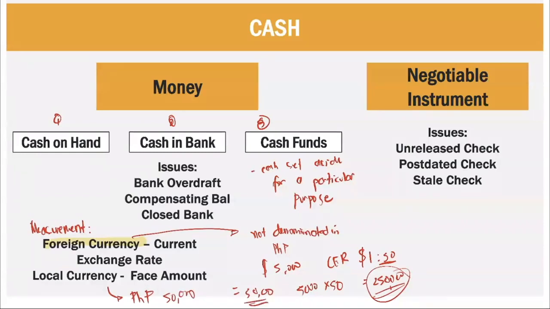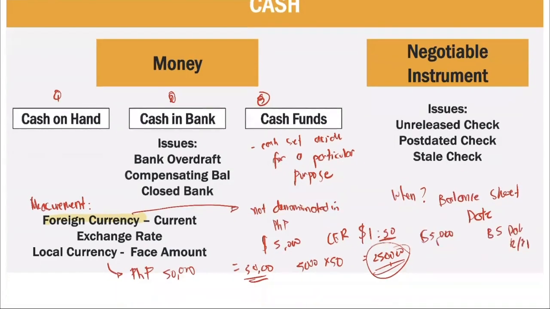So take note, in a foreign currency, you get the current exchange rate. Just multiply the foreign currency by the current exchange rate. But the question is, when will you get the current exchange rate? You will get the current exchange rate every balance sheet date. When we talk about balance sheet date, that is the date of preparation of your financial statements. So, for example, you have here $5,000. Your balance sheet date is December 31.